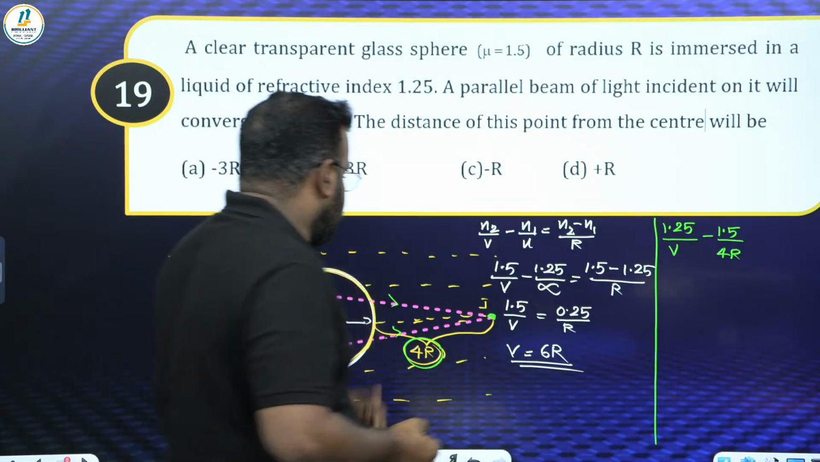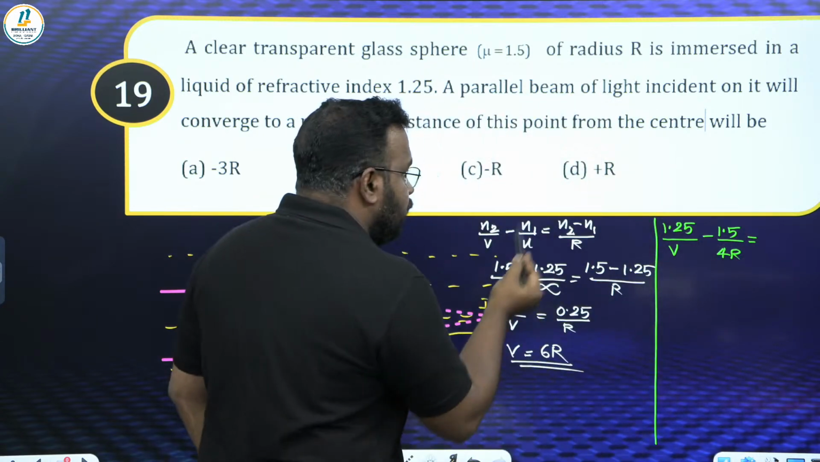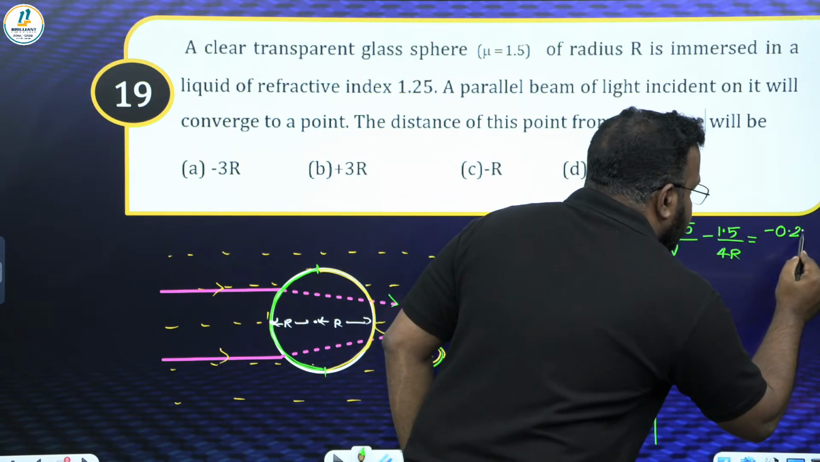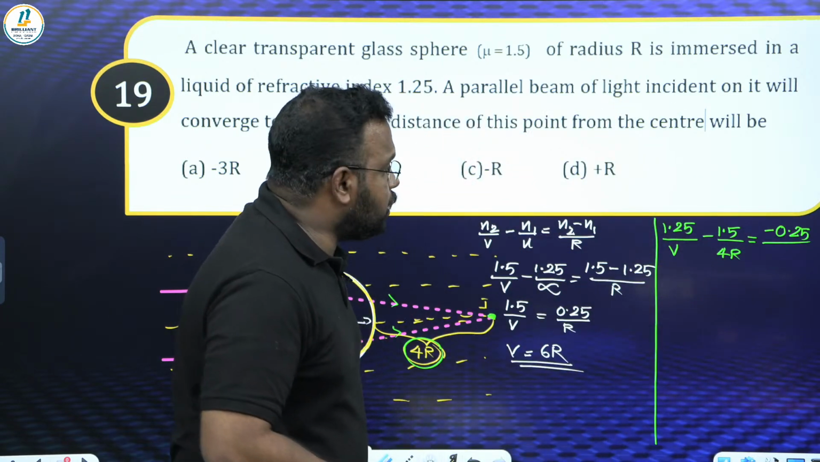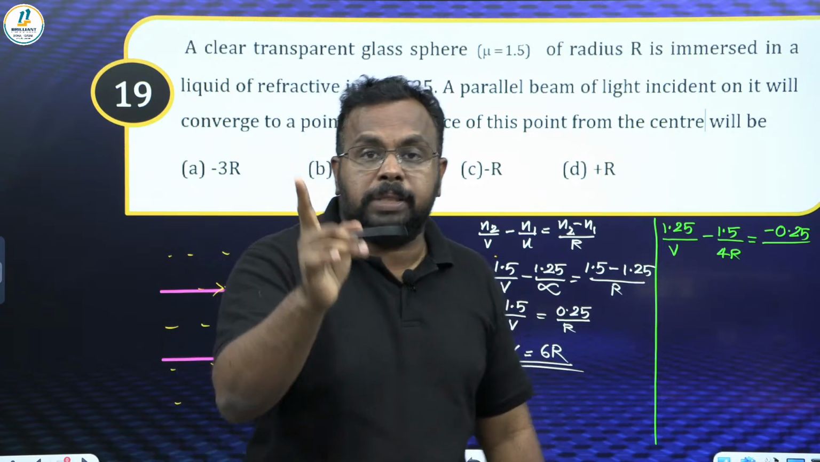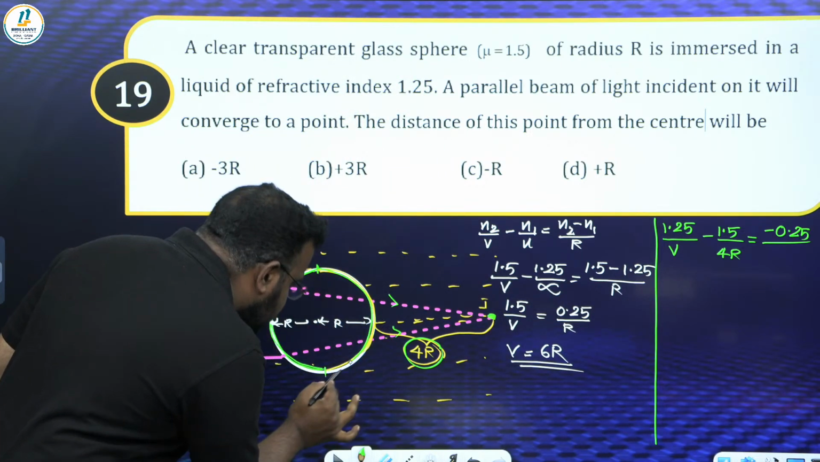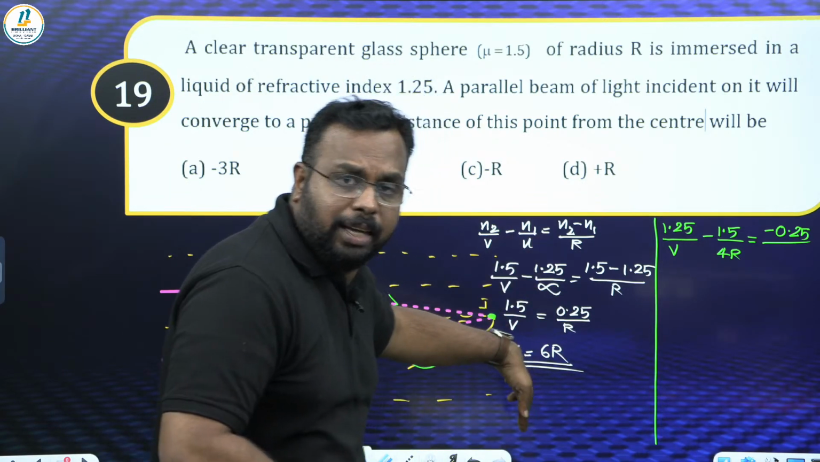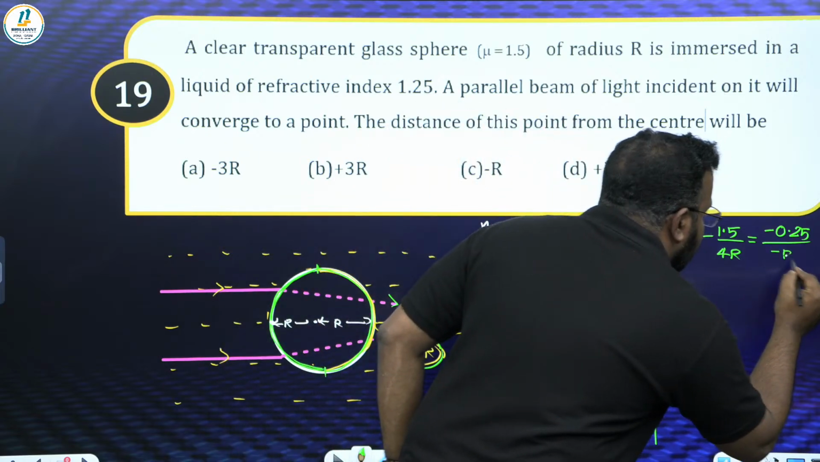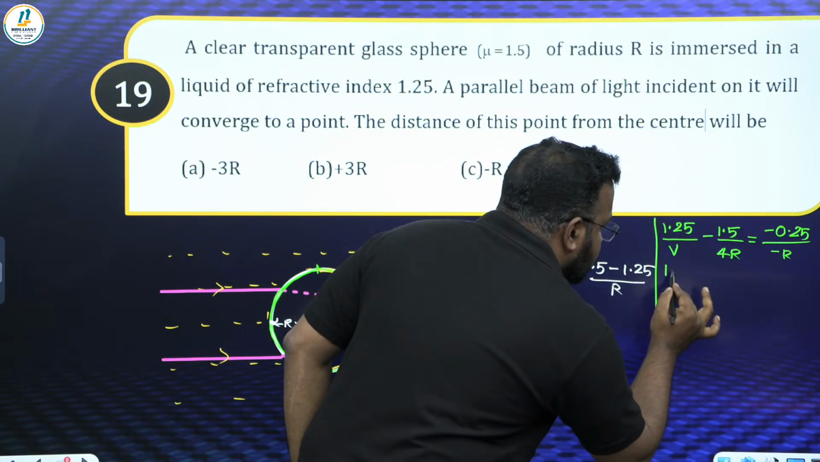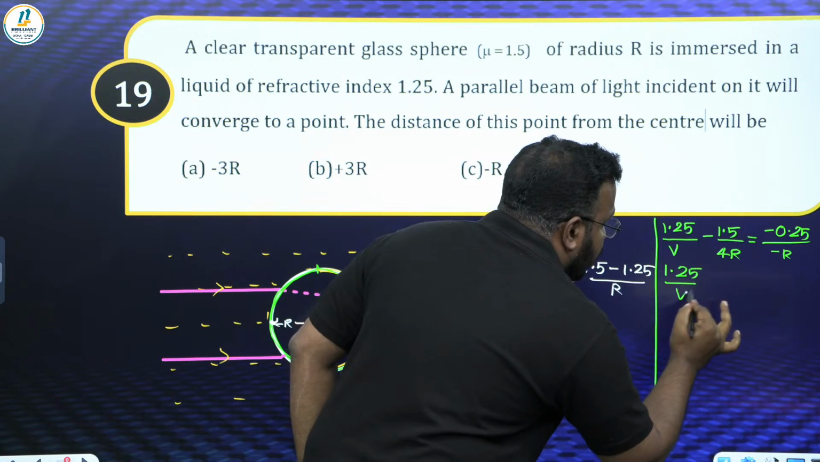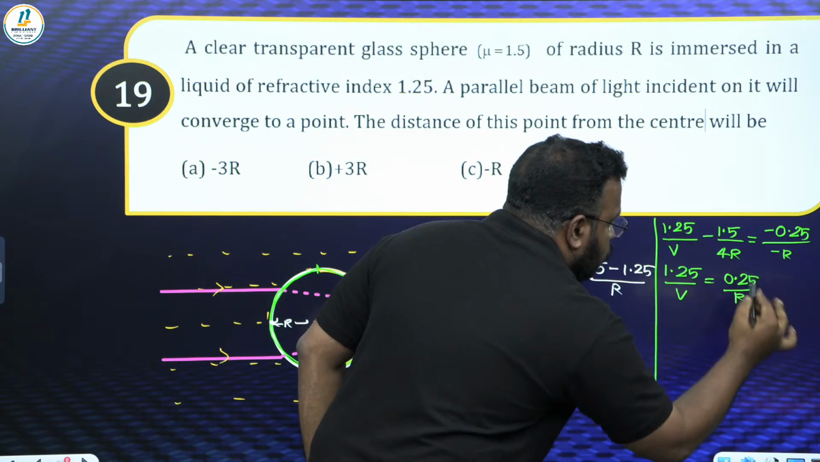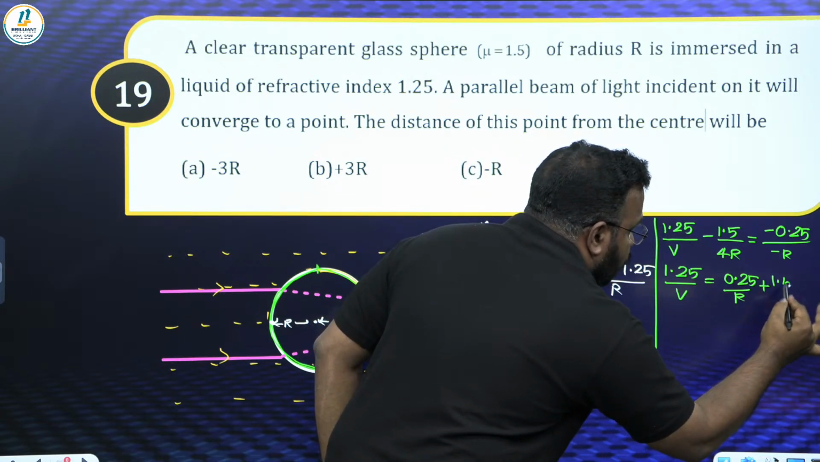1.25 by V minus 1.5 divided by 4R is equal to N2 minus N1, so we get 1.25 minus 1.5, that is minus 0.25, divided by R. R means the radius of the second surface. It is also R, but its sign is negative because it is on the other side. That means we get minus R, and minus and minus cancel. I'm keeping 1.25 by V on this side. On the other side I get 0.25 by R, and the other term goes across and becomes plus 1.5 divided by 4R.